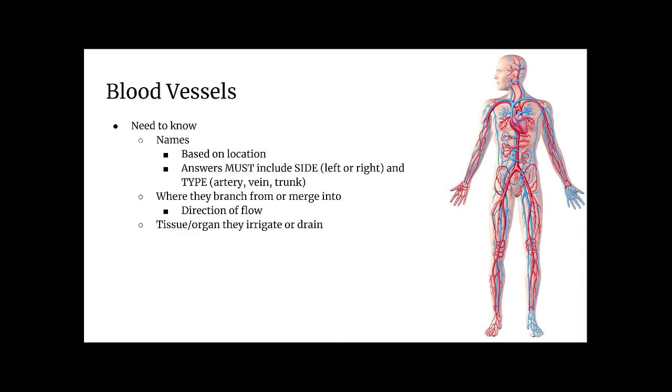So arteries branch, they usually get smaller as they are bringing blood towards the tissue, while veins merge. They start off small in the tissue and then get larger as they're bringing blood towards the heart. And they are also named for where they are, or the tissue or organ that they irrigate or drain. We'll see that later as well.